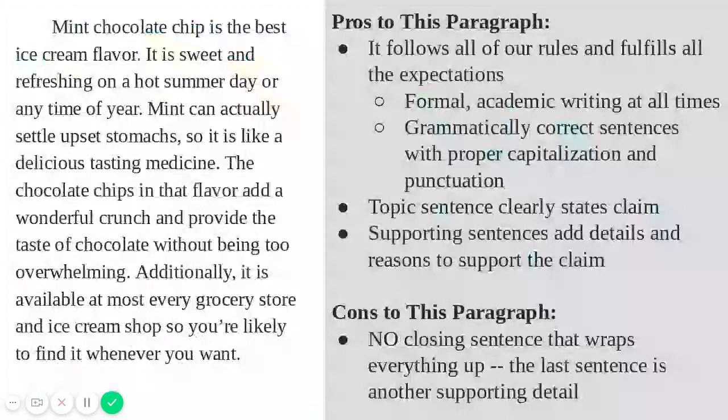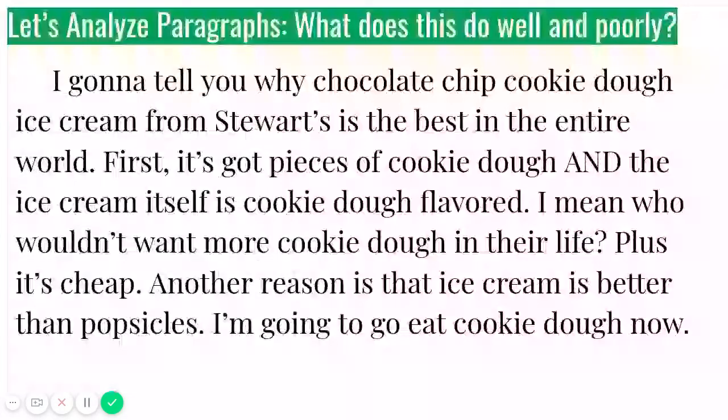The con here: there's no closing sentence that wraps everything up. The last sentence in the paragraph is actually another supporting detail sentence, right? It's giving you new information. It needs a closing sentence that wraps everything up because right now it doesn't have it. What about this one?